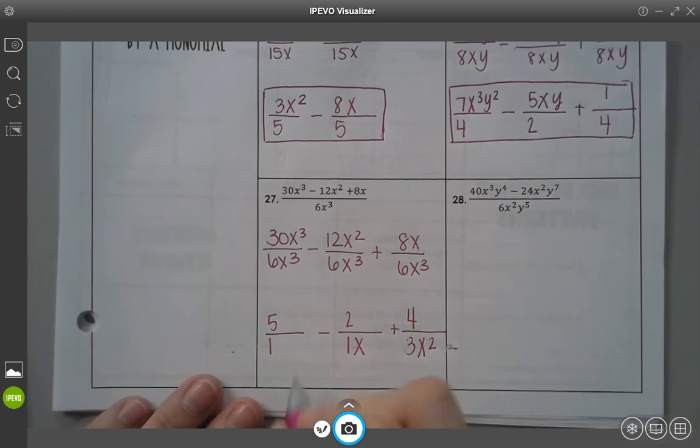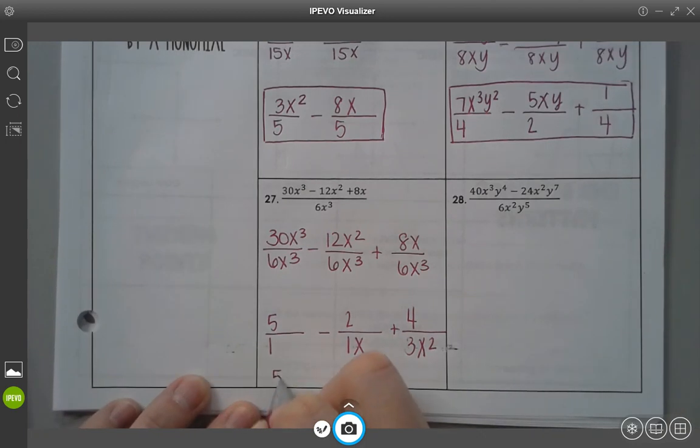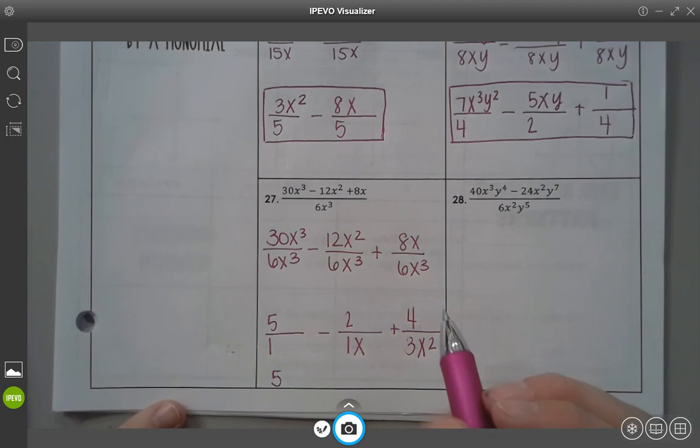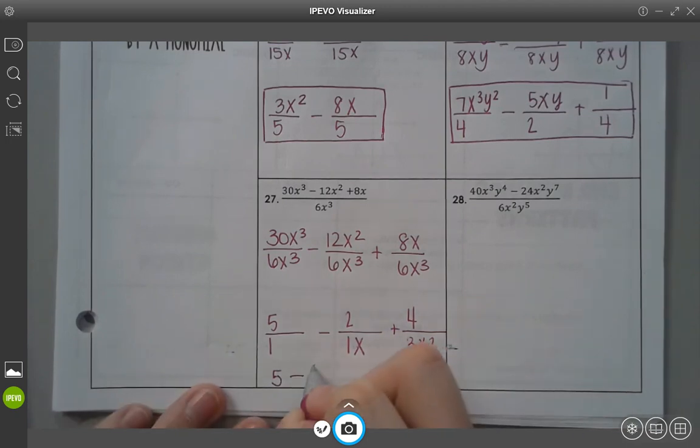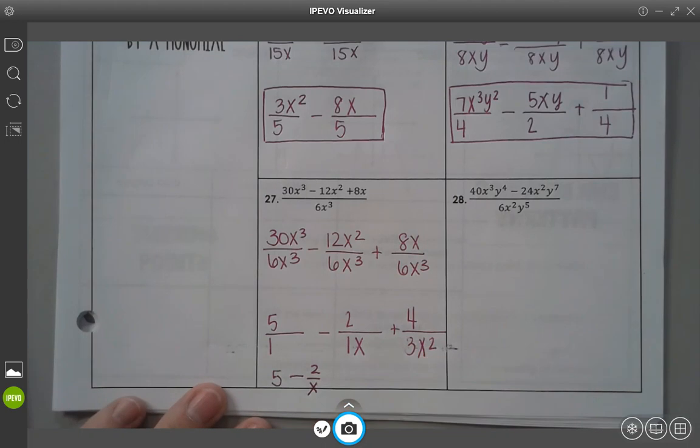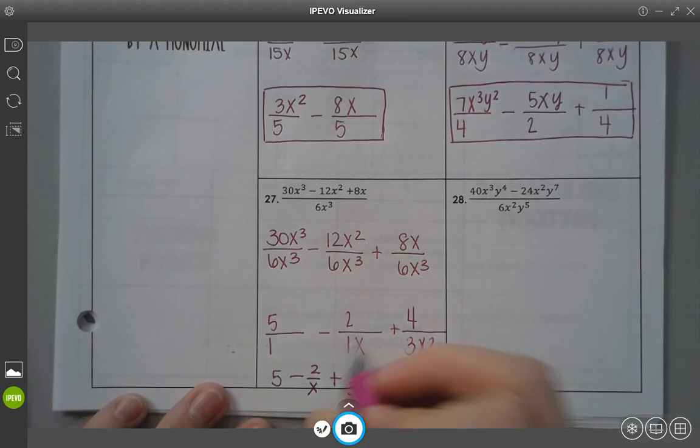So if I want to rewrite this, I would probably write it as 5, because 5 over 1 is just 5. We didn't end up with anything else on the bottom. Minus 2 over x plus 4 over 3x squared.